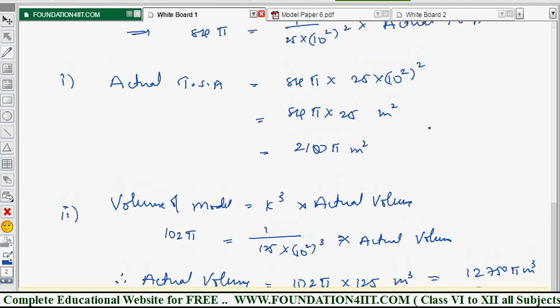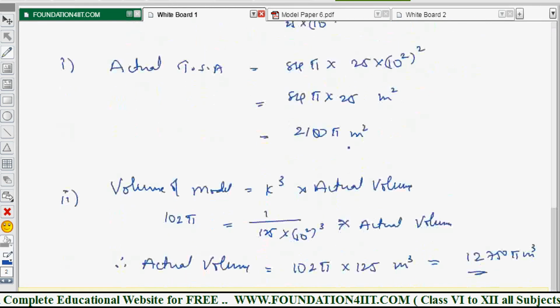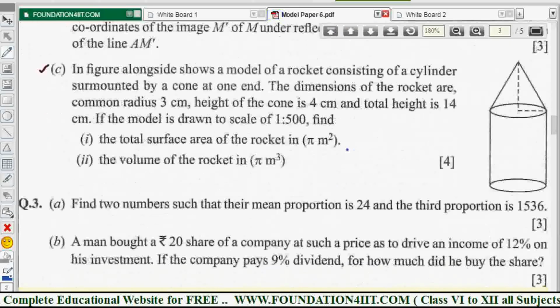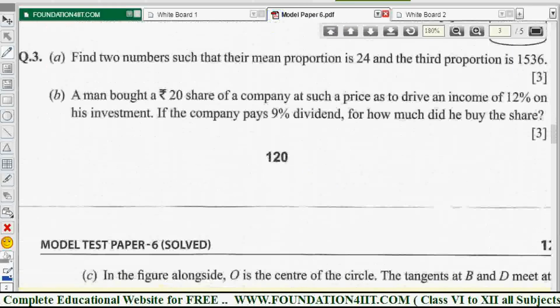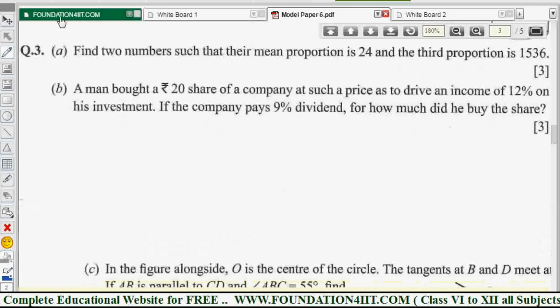Okay, always remember 10 square whole square is converted into square meters. 10 square whole cube is cubic meters. Okay, we can solve these problems in this way. Now this is about question number 2. Now let us see question number 3 and we will solve these problems.